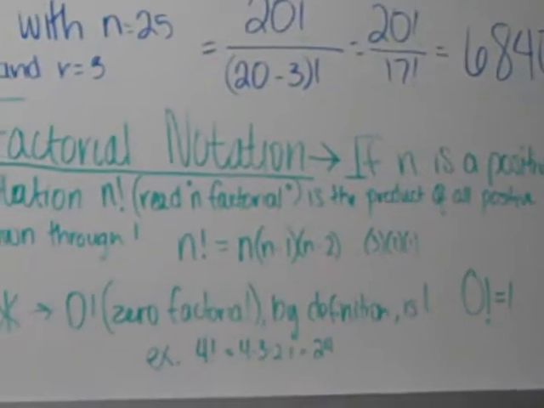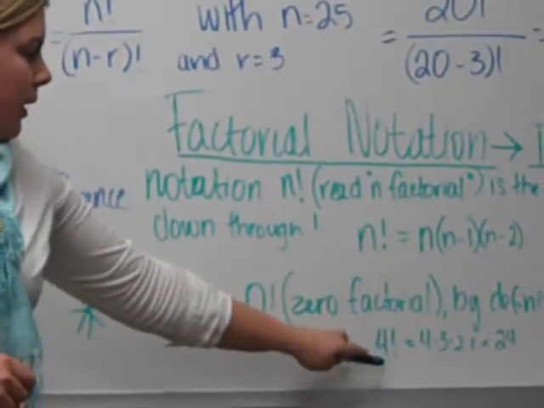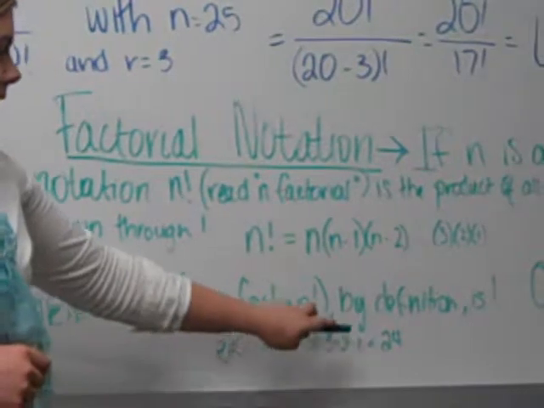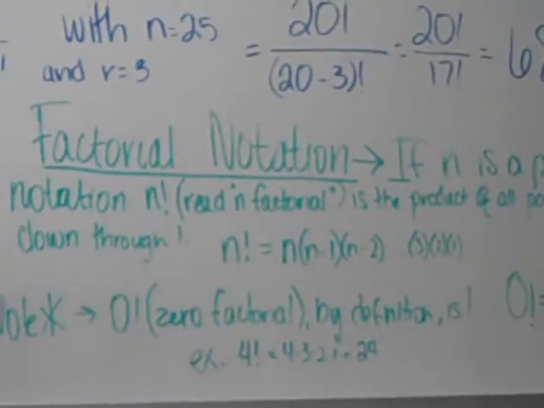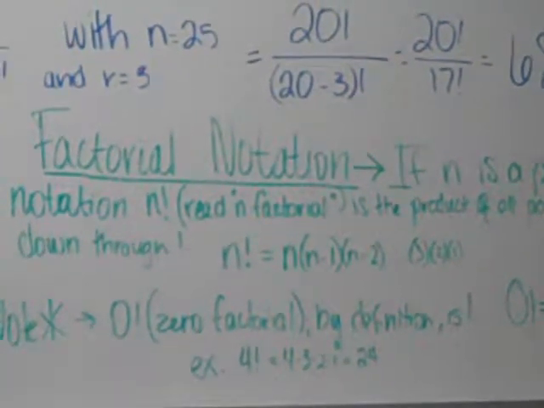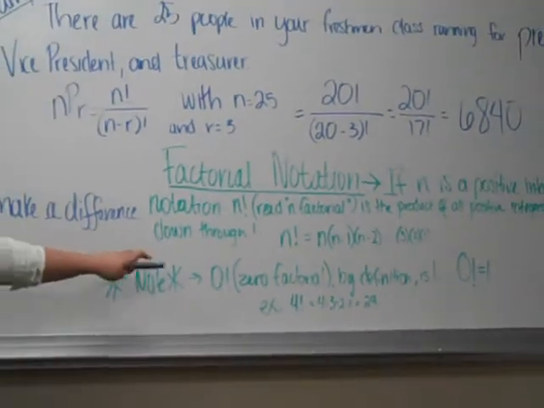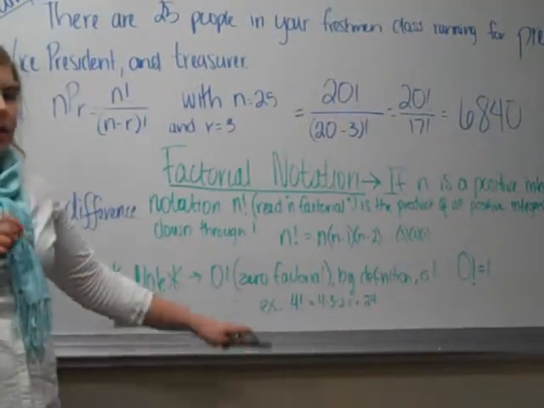So an example of this would be 4. So you have 4 factorial. You're just going to multiply 4 times 3 times 2 times 1. If you had 5, it would be 5 times 4 times 3, and so on. A note that you need to make a mental note of is 0 factorial, by definition, equals 1.